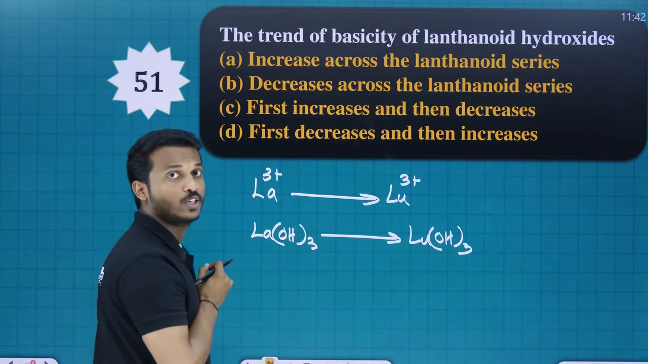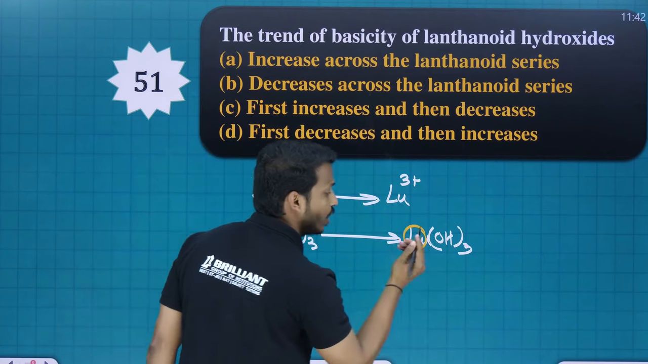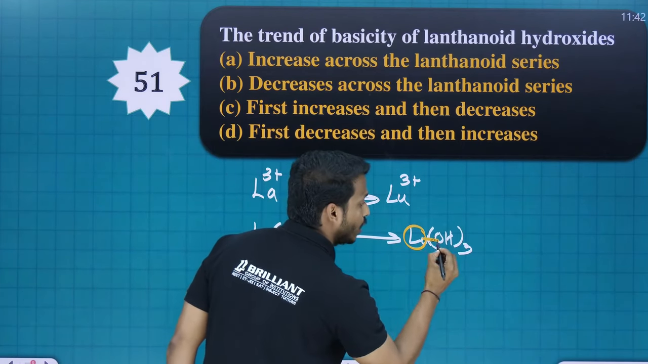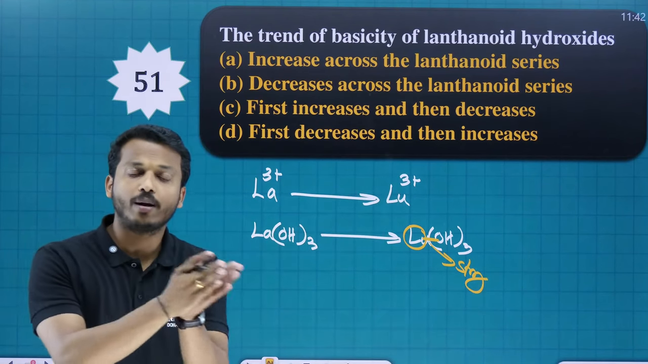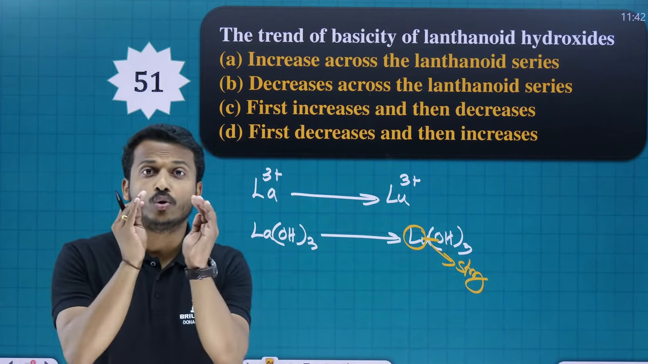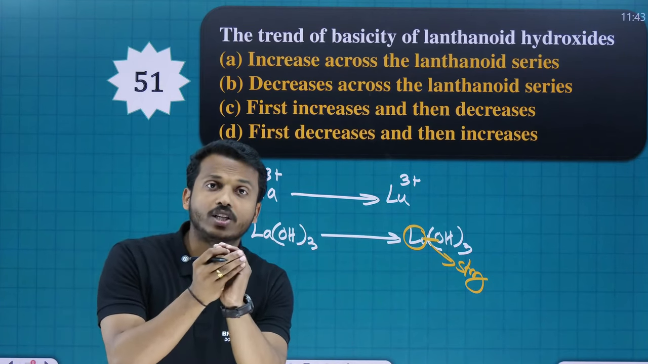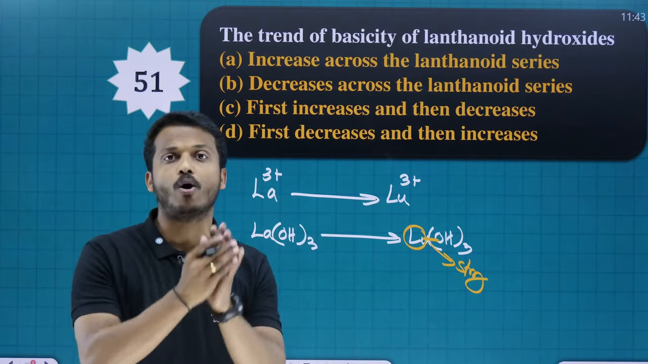Atomic size decreases means what happened here? Lutetium is smaller in size. So the lutetium hydroxide bond will be very strong. Yes or no? From lanthanum to lutetium, size decreases. So lutetium size is small, which means lutetium with the OH group has a very strong bond.